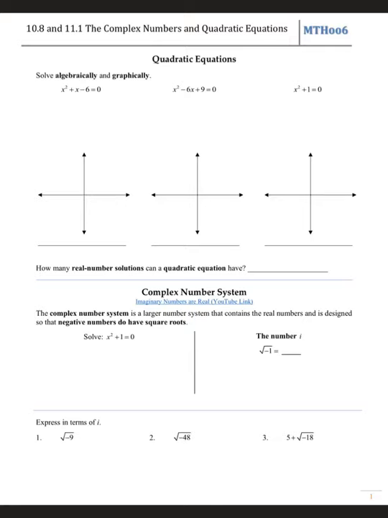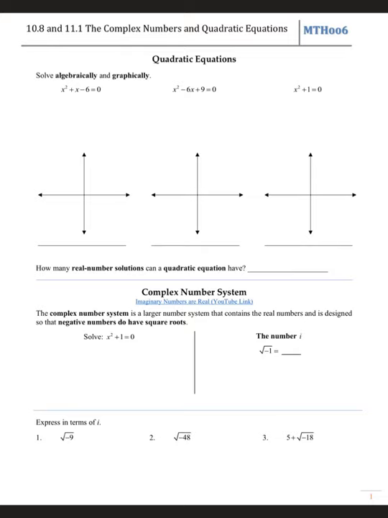Hello, Math 006. This lesson is from 10.8 and 11.1, and it's all about complex numbers and quadratic equations. Just as a review, quadratic equations are equations whose highest degree is a 2. Since x squared is the highest exponent, these are all going to be quadratic equations. What we're going to do is take these first three problems and solve them algebraically and graphically.